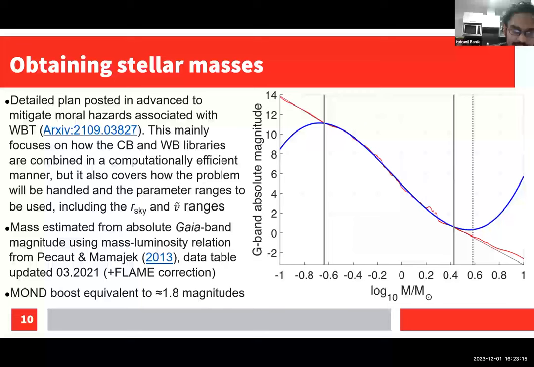The MOND enhancement to gravity is like a 45% enhancement to gravity, which is equivalent to the same percentage enhancement to the mass.